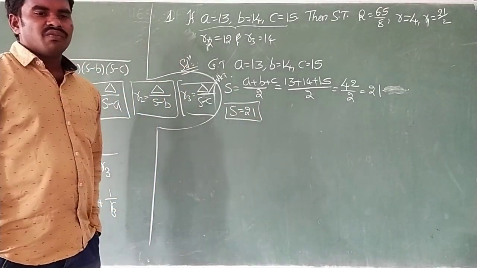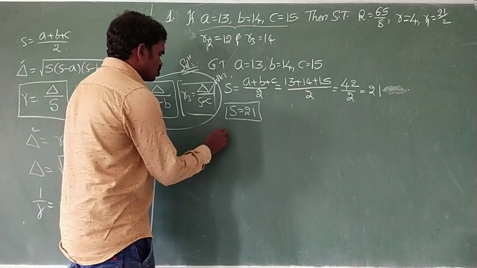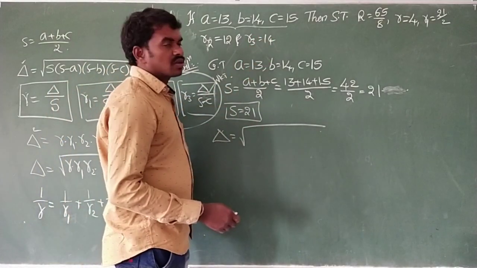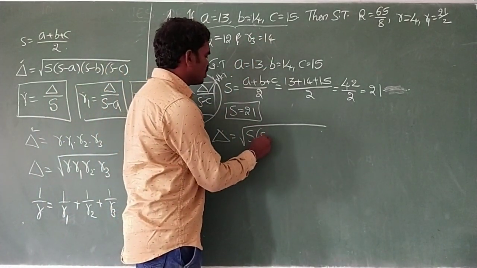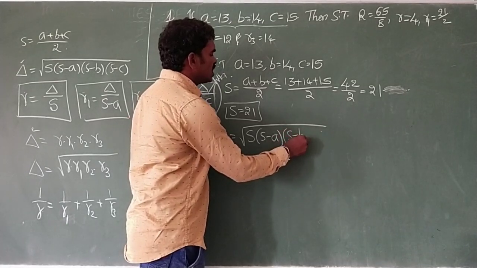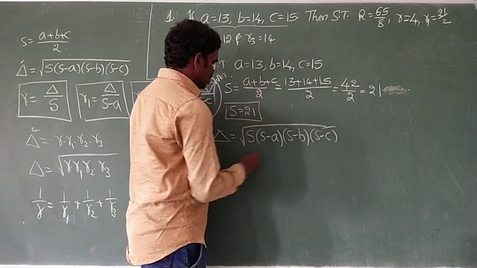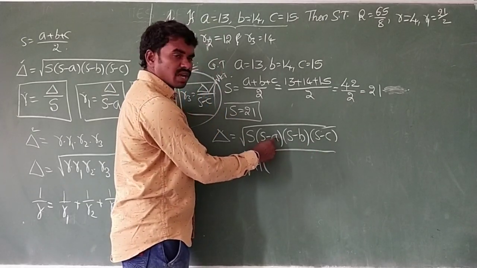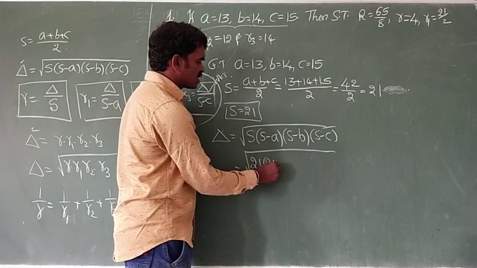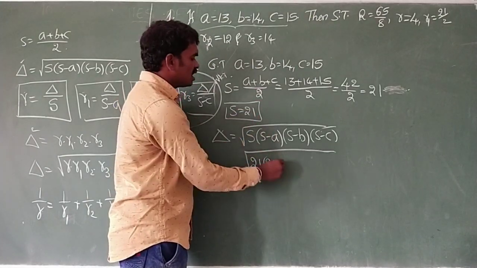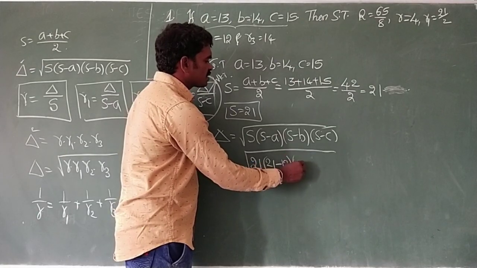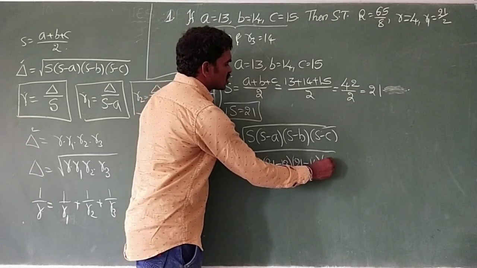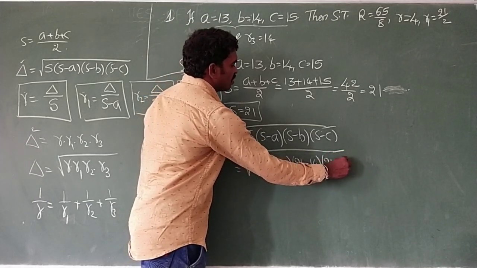Next, we can find the area of the triangle, delta. After getting delta, we can find r, r1, r2, everything. So what is the delta formula? Delta is the root of s into (s minus a) into (s minus b) into (s minus c). So that is the root of 21 into (21 minus 13) into (21 minus 14) into (21 minus 15), where s is 21, a is 13, b is 14 and c is 15.